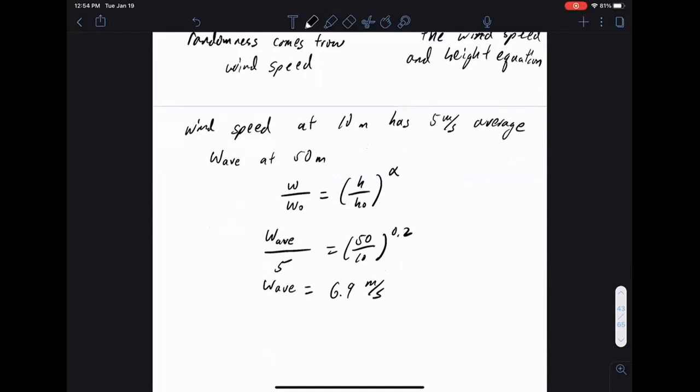Here's something in the audience. Questions? Okay, all right. So this is the average speed.